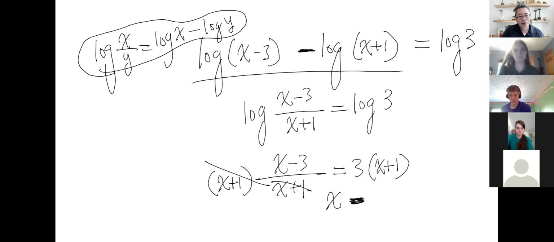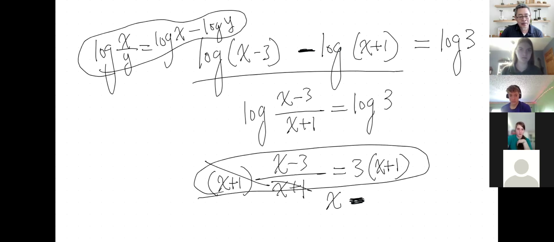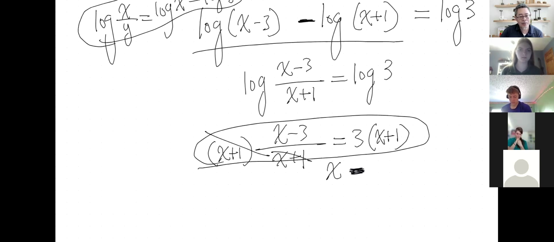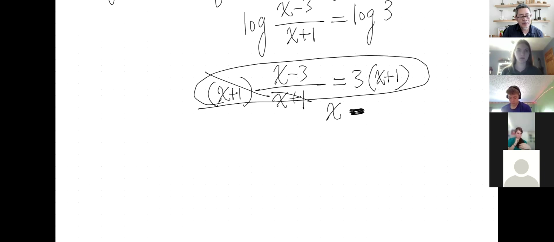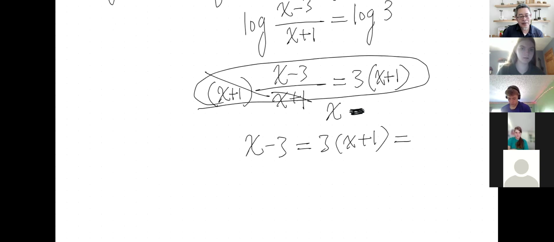Morgan and Elsa, are you guys on this step? I'm good until the very end of the equation. How about you, Morgan? I'm with Elsa. I'm good right at the end. Let's say x minus 3 is equal to what? This, right? Are we good? Which is 3x plus 3, right? Yes. Okay. Then I'm going to flip this one.